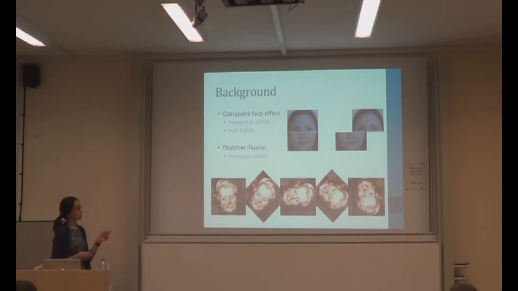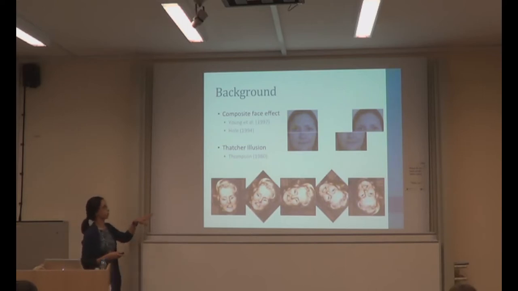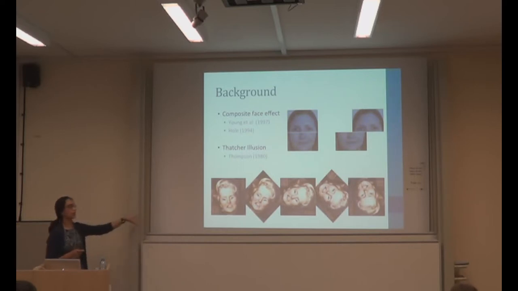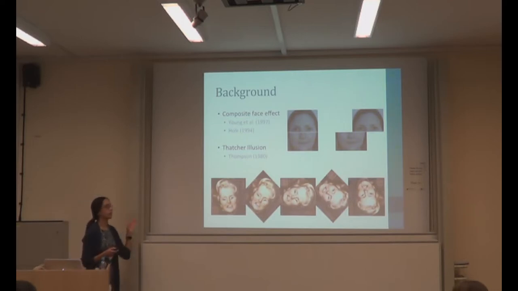And the Thatcher illusion, in which features of a face are Thatcherized by being turned upside down relative to the context. The upright Thatcherized face looks grotesque, and as it's orientated away from the upright, the grotesque appearance disappears, which is attributed to recognising a distortion of the configural information in the upright faces, which you don't do with the inverted faces.